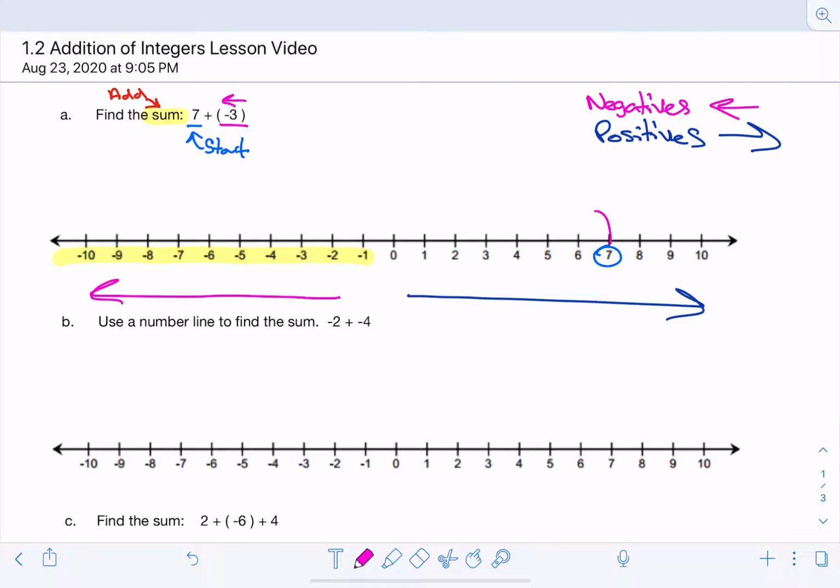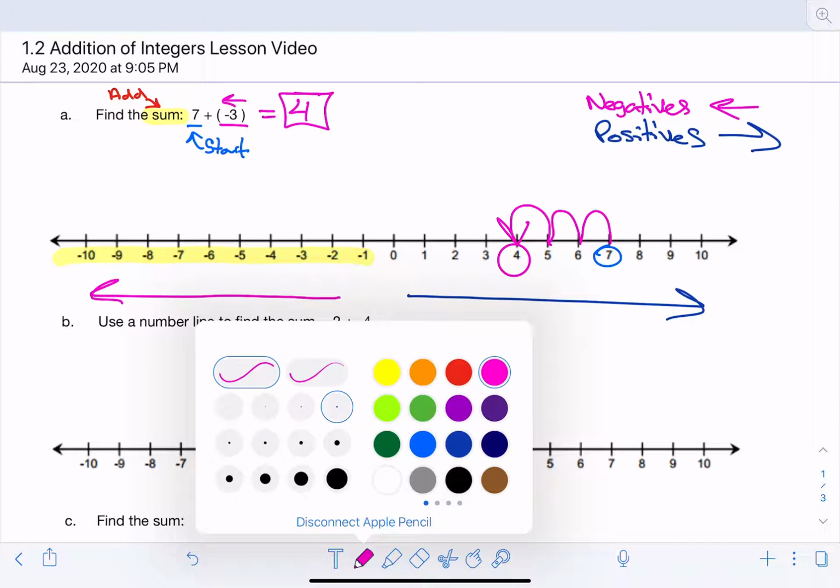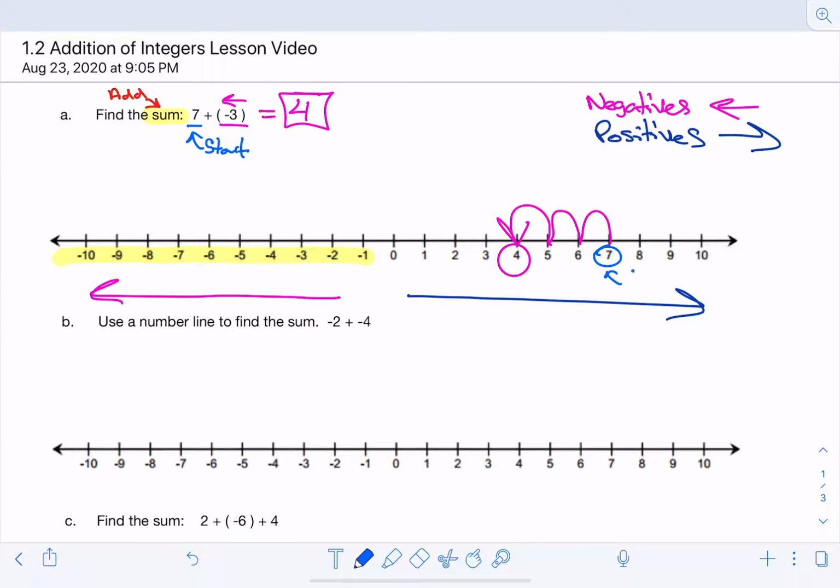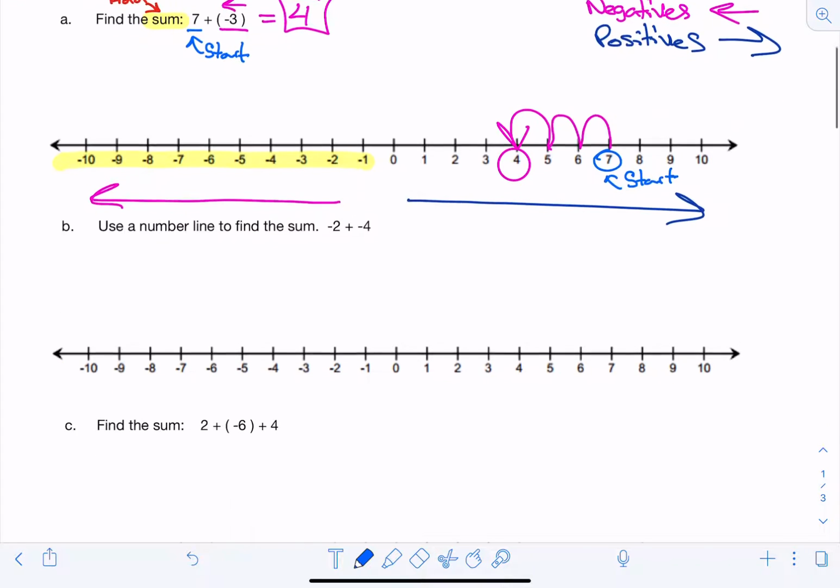So here we go. 1, 2, 3. And we end up at positive 4. So that means 7 plus negative 3 is positive 4. Okay? So remember, you start at your starting point, and then you go left or right based on if it's positive or negative. Let's try the next one.